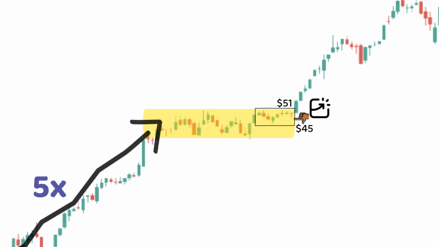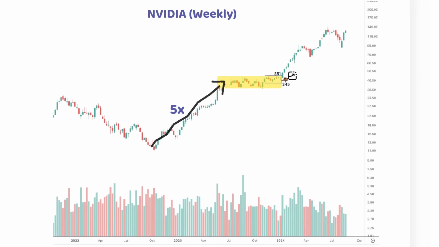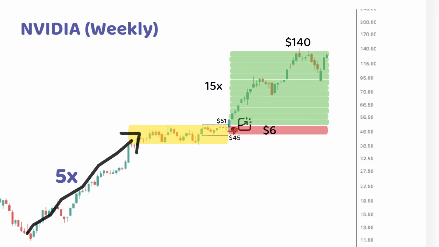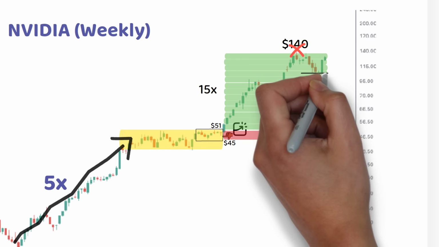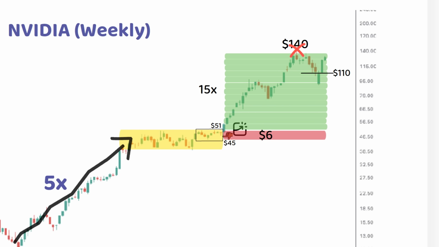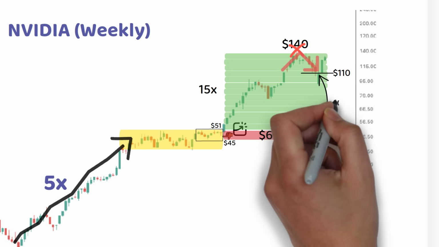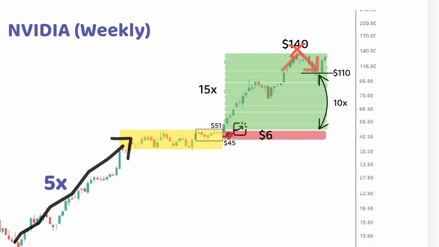After the breakout, the stock surged, reaching a high of $140 within 6 months. This represents almost a 15x return on the risk of $6 for the trade. While the trade would not have been closed at the peak, it would have been exited around $110 when a confirmed loss of momentum appeared. This still offers a respectable 10x reward to risk ratio.